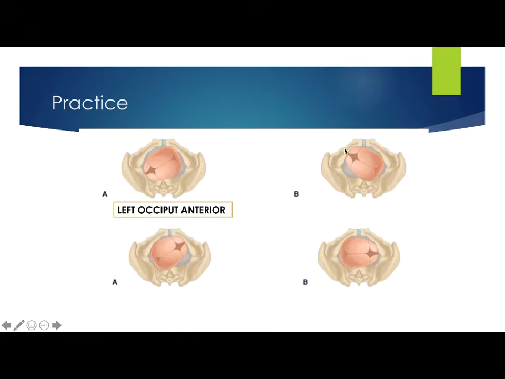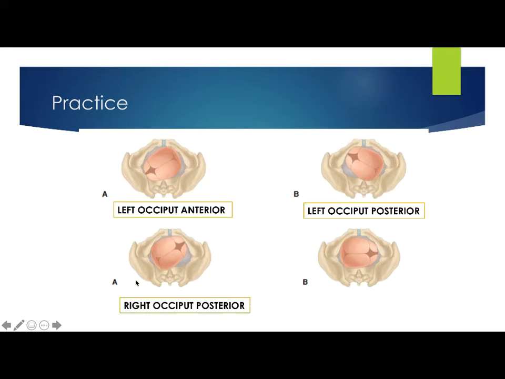For this picture here on the right, we have the occipital fontanelle pointing downward and in this maternal left side. And so we have left occiput posterior. Next, we have right occiput posterior because the occipital fontanelle is pointing this way. And lastly, we have right occiput transverse.